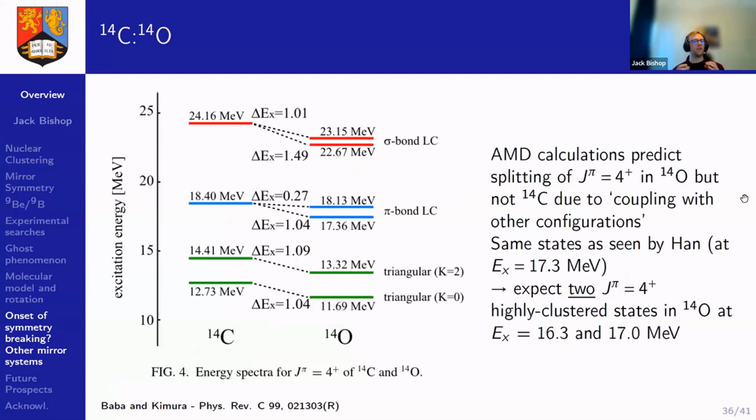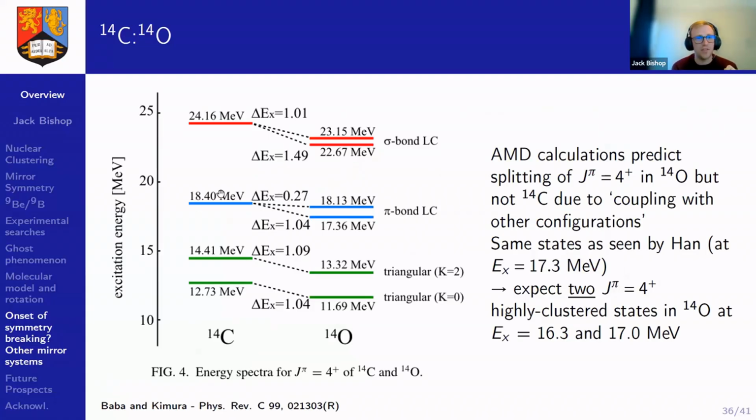But what's really interesting is, from these same calculations, for some of these states, as you go from carbon-14 to oxygen-14, they actually predicted that this one state, for instance this 18.4 MeV state in carbon-14, as you go to the oxygen-14 system, actually splits into 2 states, which is really weird. I'm not sure I understand it. From the paper, it says that this is due to coupling with other configurations.